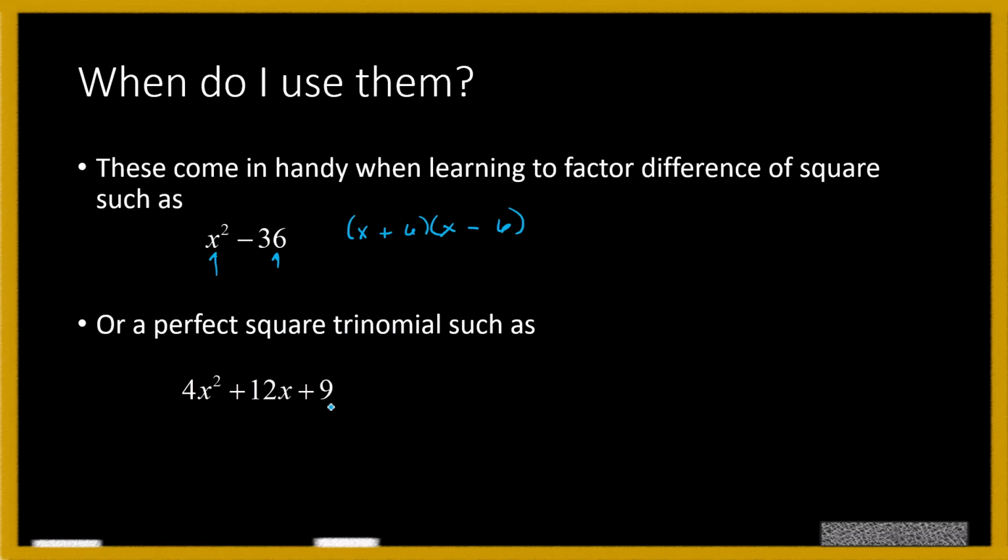Perfect square trinomials such as this. 4 is a perfect square, 9 is a perfect square, so that should come out to be, well, the square root of 4x squared is 2x, so 2x times itself. 9 is 3 times 3, and so I'm going to put plus in here, and if I multiply that out, you're going to see that it works. In a future video, you'll learn more specifics about how to factor these special products.